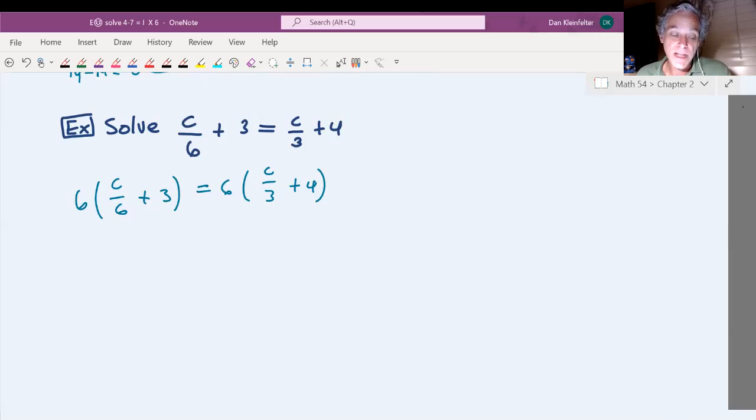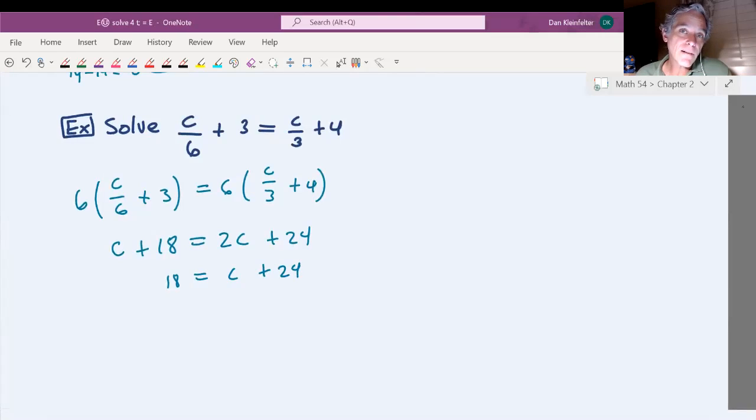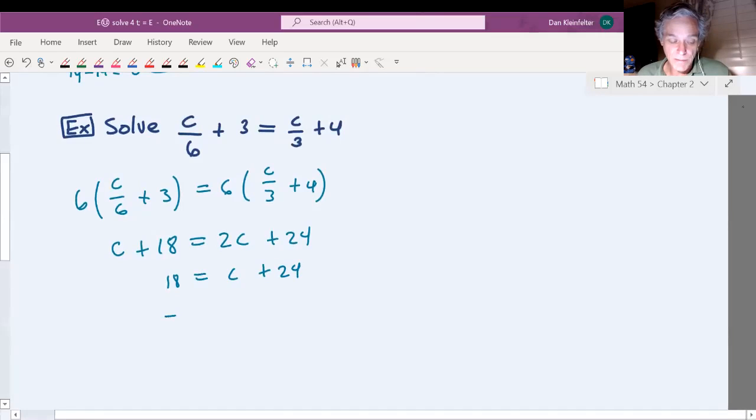So 6 times c over 6 will be c. c times 3 is 18. 6 times c over 3 is going to be 2c. And 6 times 4 will be 24. Okay, let's collect the c's on the right side this time. So I'm going to subtract 1c from both sides. And then now we'll subtract 24 from both sides. That will give us negative 6 for our c.